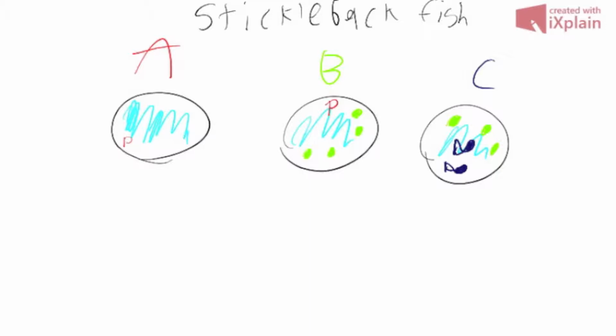Now in pond A, there's not that much food. Oh, I forgot to put food. Okay. So there's not as much food in pond A as there is in ponds B and C, but the stickleback fish have to fend for themselves against predators, and the only way they can really defend themselves against predators is with a spiny pelvis.